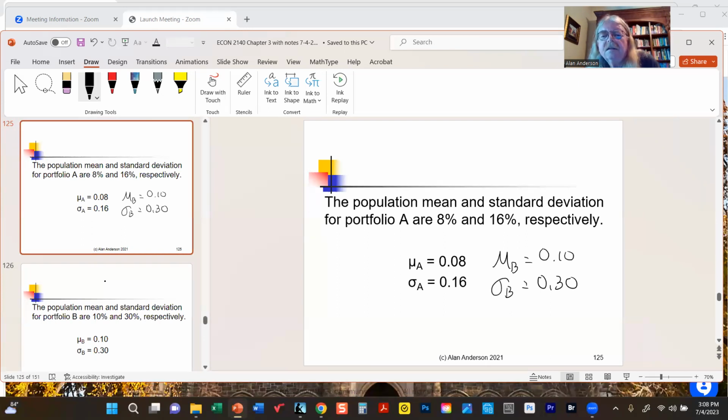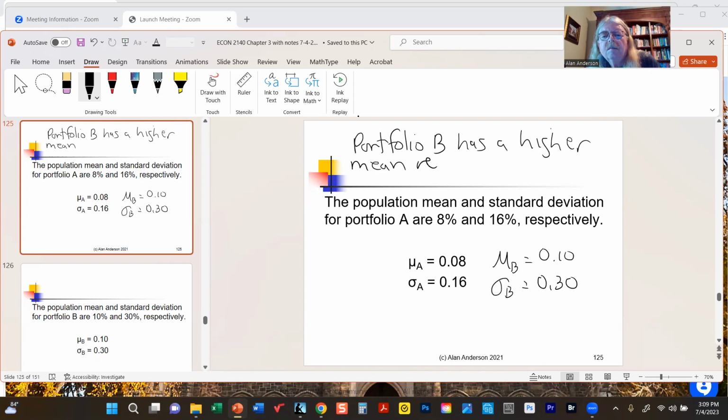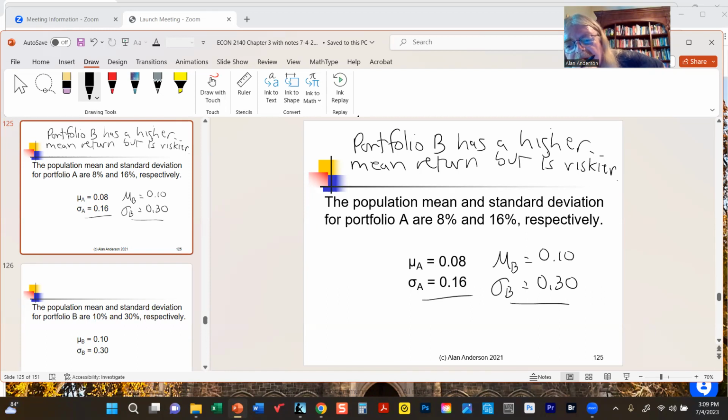So what this tells me is that portfolio B has a higher mean return, but is riskier. How do you know that? Because the standard deviation is higher. So then you want to ask yourself a question: which one of these should I pick? Am I willing to tolerate all that extra risk from portfolio B? Is the 2% increase in the rate of return enough to justify all this extra risk? These are the kinds of questions that we can answer with the coefficient of variation measure.